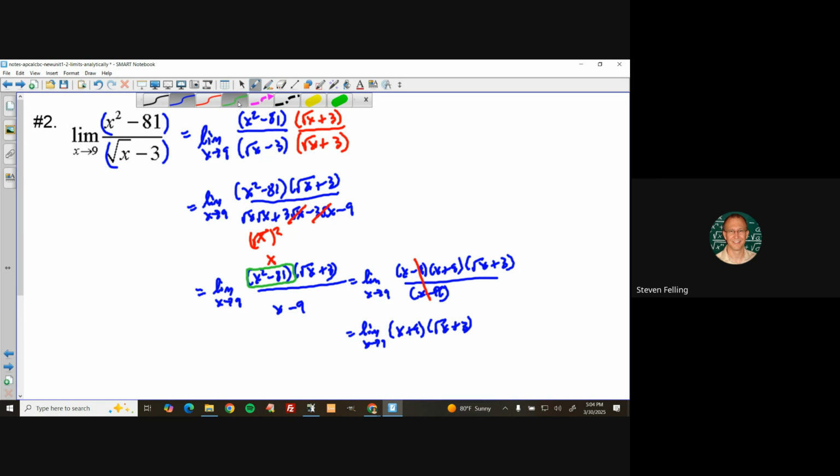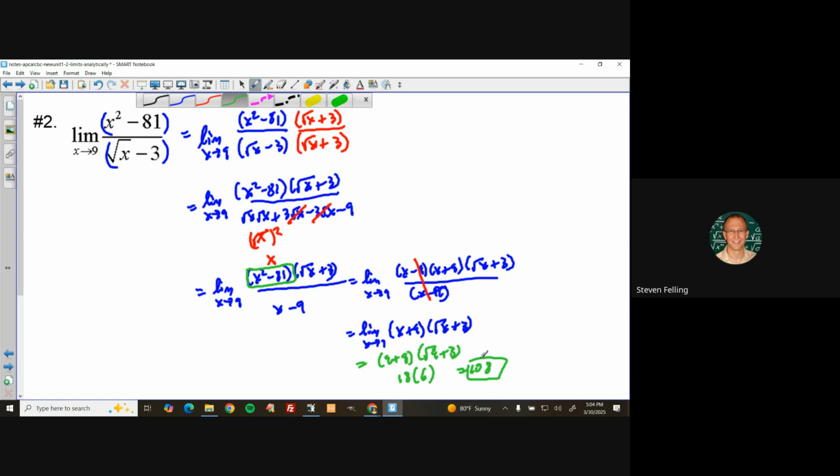And now I can safely plug in 9. I get 9 plus 9, and then the square root of 9 plus 3. So that is 9 plus 9 is 18. Square root of 9 is 3. 3 plus 3 is 6. And let's see, 18 times 6 is 108. So this evaluates successfully to 108.